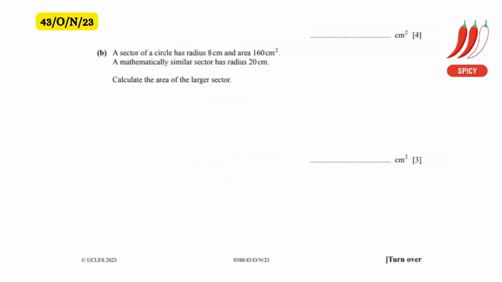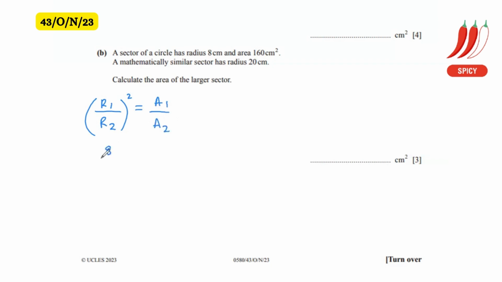Then it says a sector of a circle has radius 8 centimeters and area 160 centimeters squared. A mathematically similar sector has radius 20 centimeters. Calculate the area of the larger sector. So concept of similar shapes. Radius of one shape divided by the radius of the other shape being squared equals the area of the first sector or shape divided by the area of the second one.